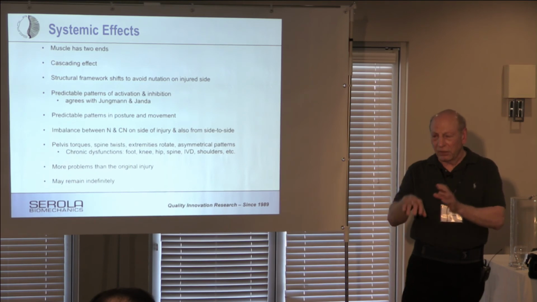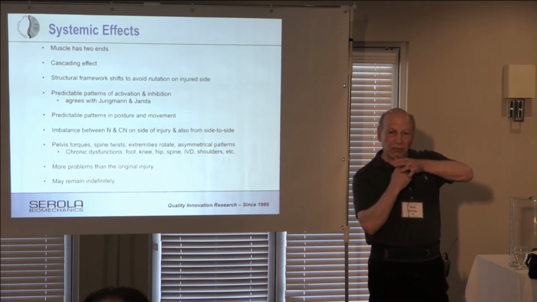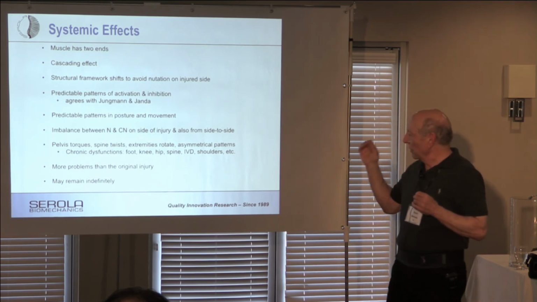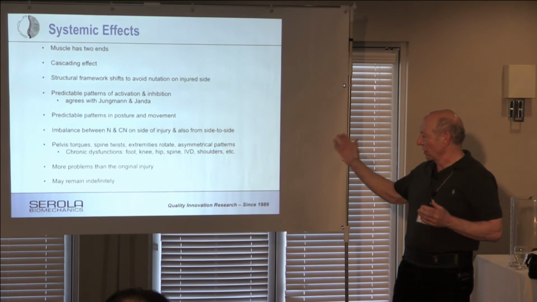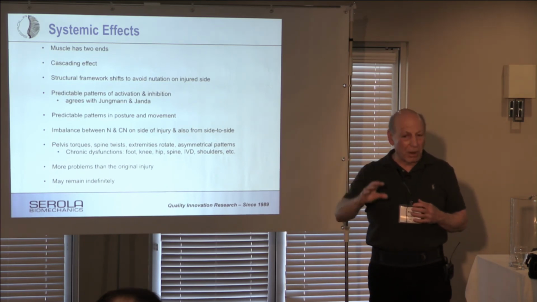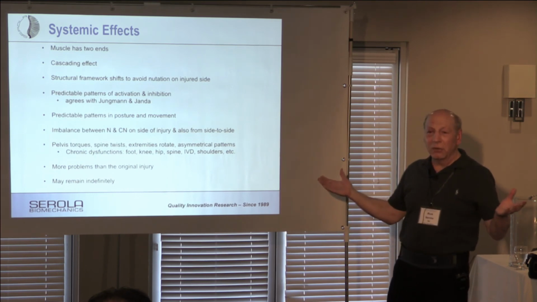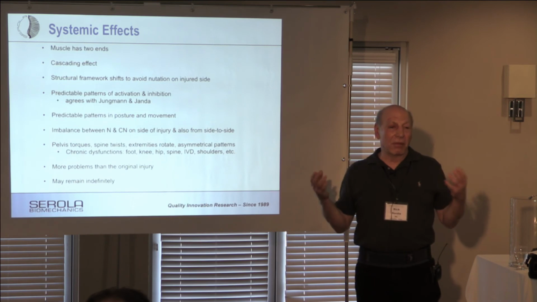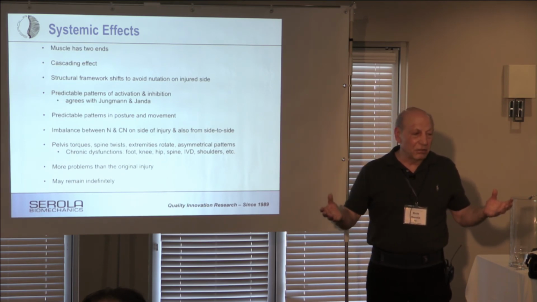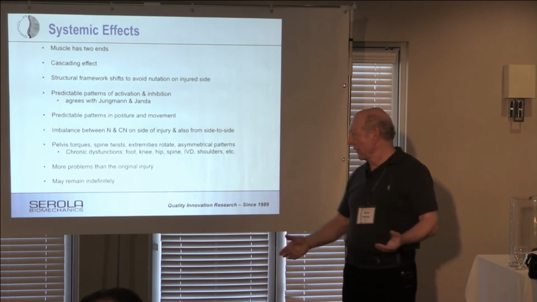This affects the way the joints meet each other. And so you'll have dysfunction between the foot, knee, hip, spine, IVD, shoulders, etc. And this will cause more problems than the original injury. And it may remain indefinitely because the ligaments have a tendency to heal very slowly, if at all, especially once you're 35 years old. After that.